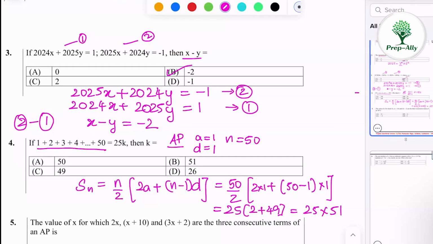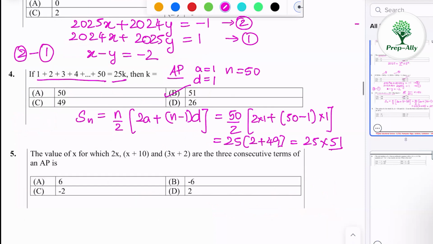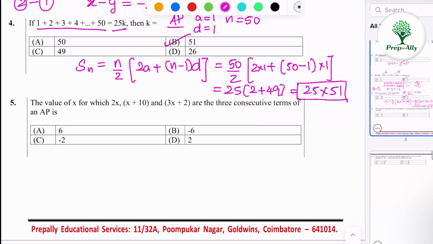And we're asked, if this sum Sn is 25k, then the value of k. Here we get the sum Sn is 25 into 51. So this 51 is the value of k. So it's option B, 51. Let's look at question 5.